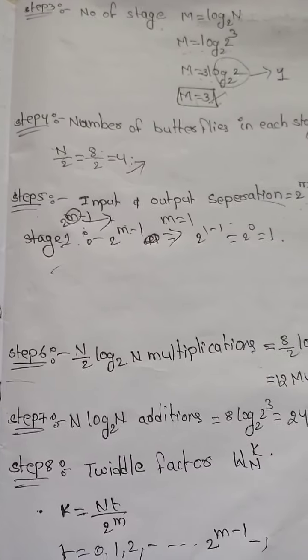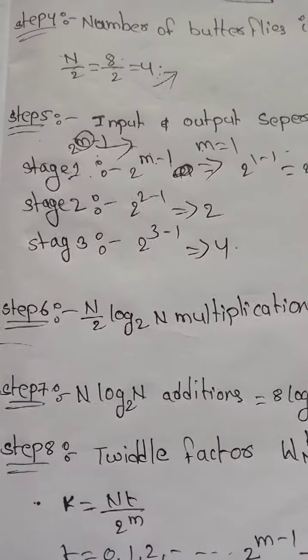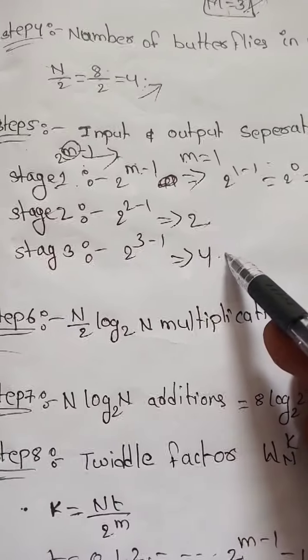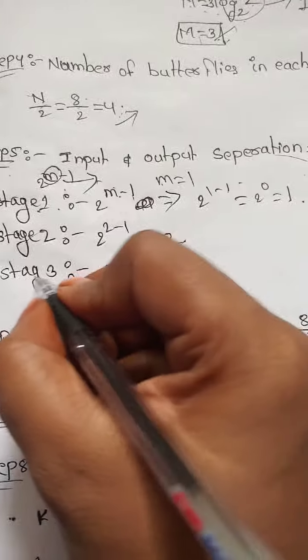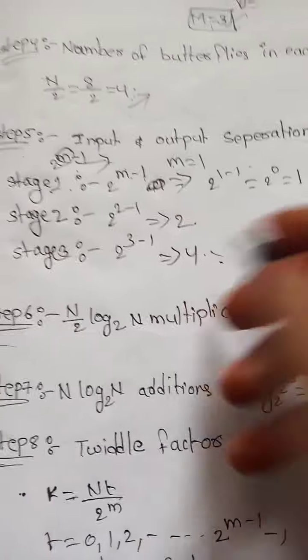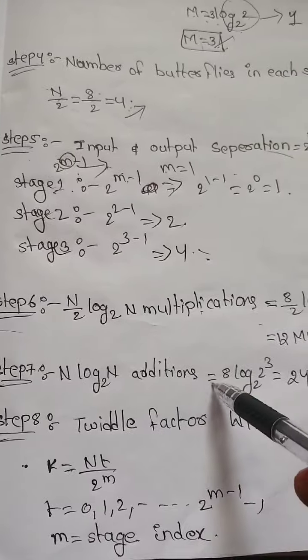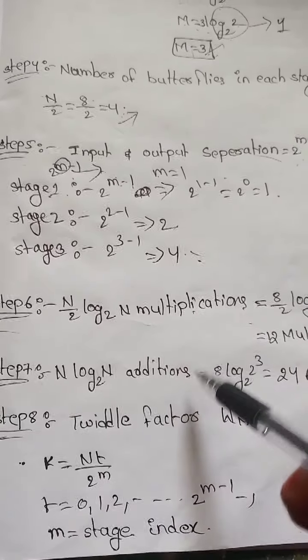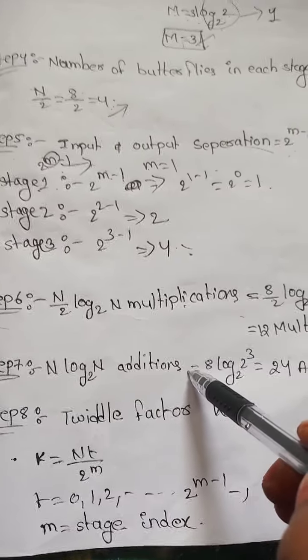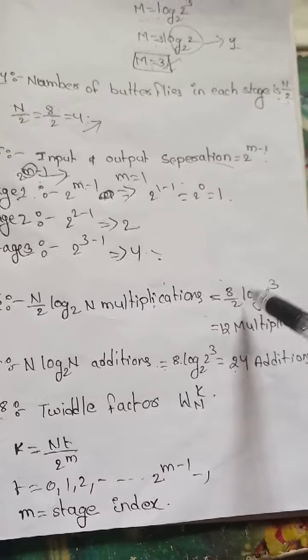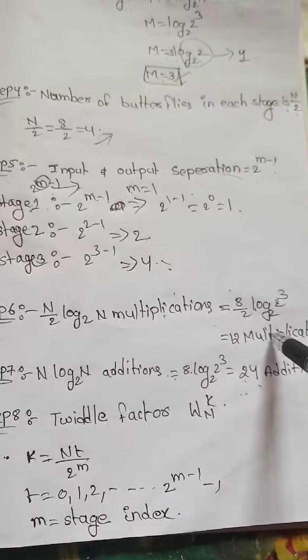Likewise for stage 2 and stage 3. For stage 2 input and output separation is 2, and for stage 3 input and output separation is 4. So this is about step 5. And step 6 and step 7 are the multiplications and additions required in DFT, FFT. We already discussed these 2 steps in the last video.